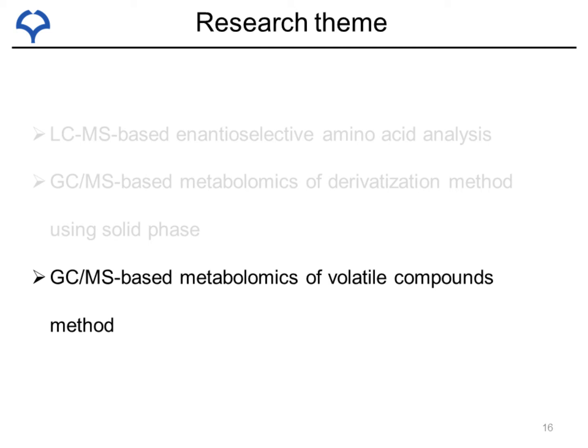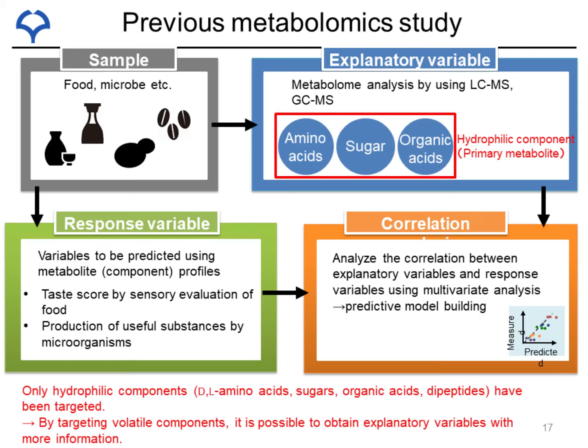Finally, I will talk about the GCMS-based metabolomics method for volatile compounds. In metabolomics research, the explanatory variables represent the metabolites obtained from comprehensive analysis using LCMS or GCMS. The response variable represents the variable that we want to predict using the metabolite profile, for example, the score of the taste obtained by sensory evaluation. Then, using multivariate analysis, we construct a prediction model by analyzing the correlation between the explanatory variables and the response variable.